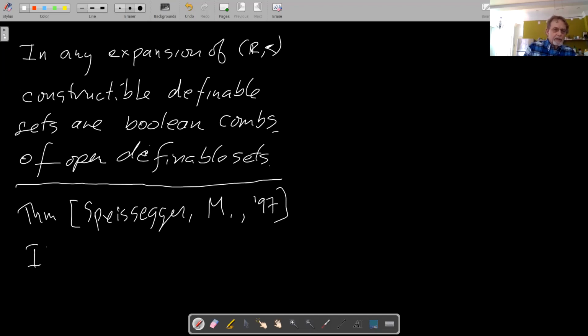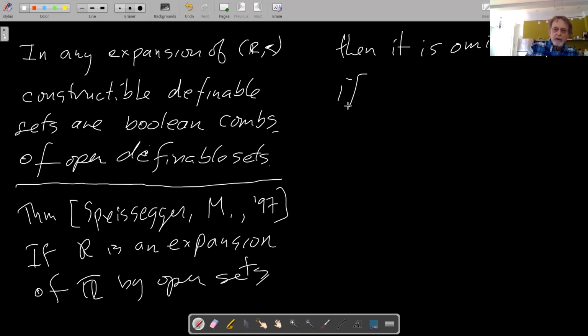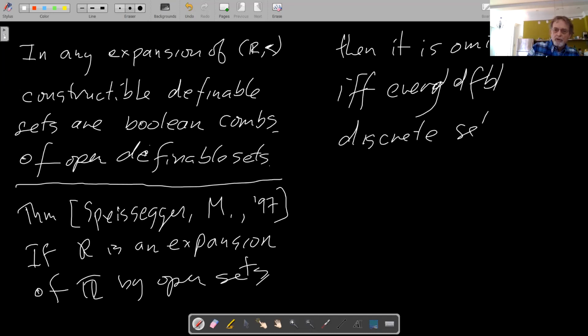So if R is an expansion by open sets, then it is O-minimal if and only if every definable discrete set is finite. One direction there is trivial.